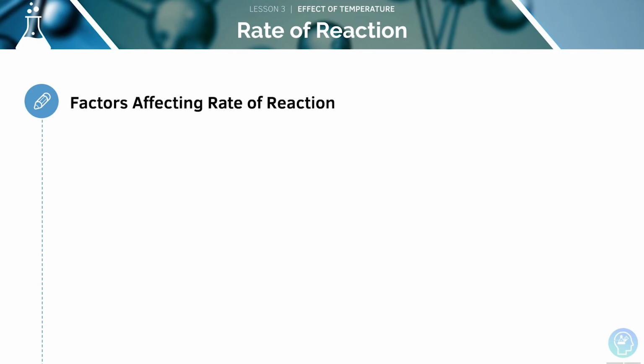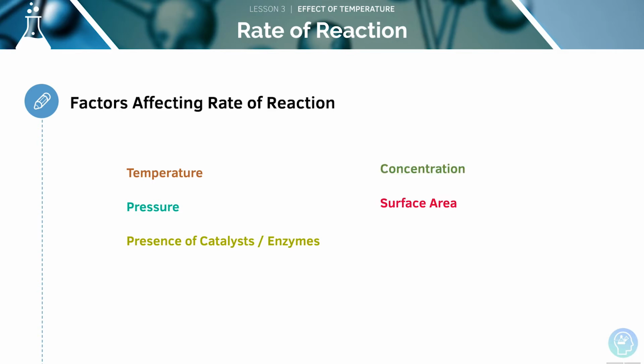Can you name the factors affecting the rate of a reaction? If not, don't worry, we're about to go through them here. The rate of reaction is influenced by many factors, including temperature, pressure, the presence of catalysts, concentration, and surface area. Today, we're going to be focusing on temperature, but in the next video, we will look at the effects of pressure and concentration.